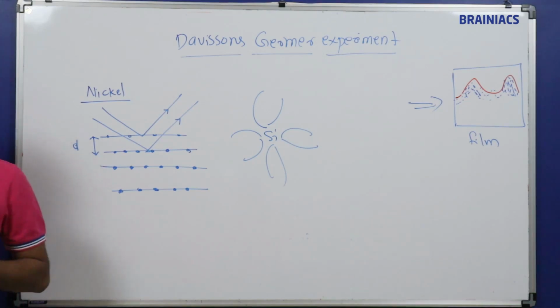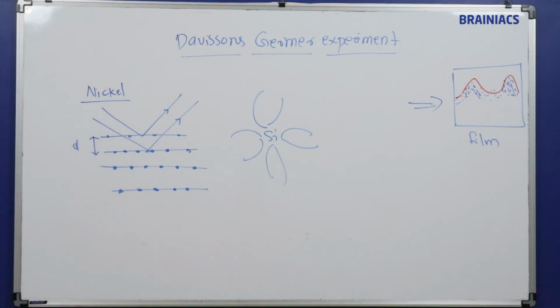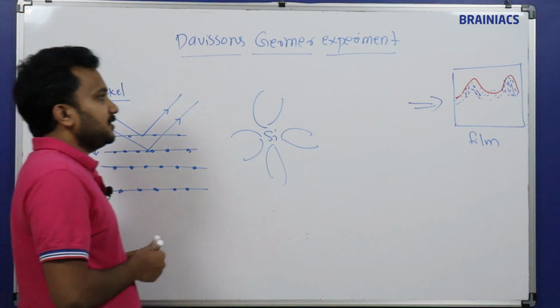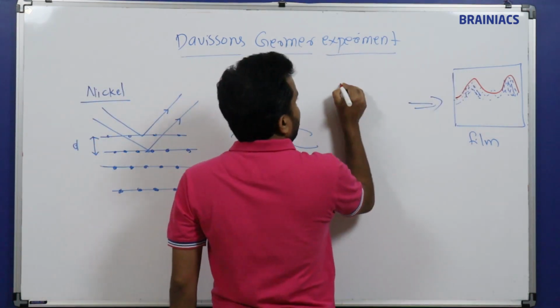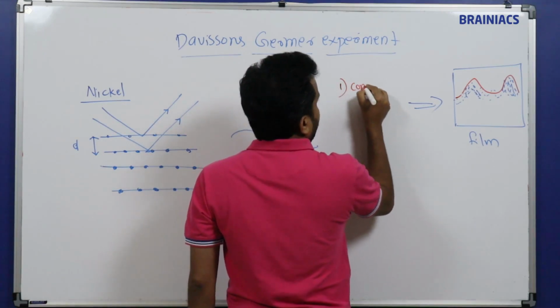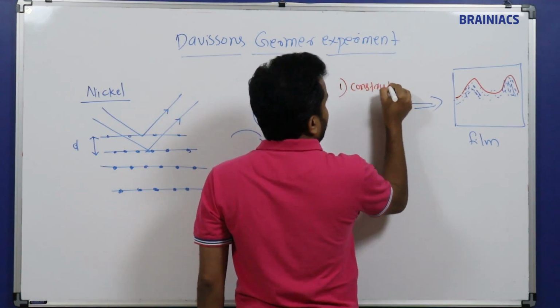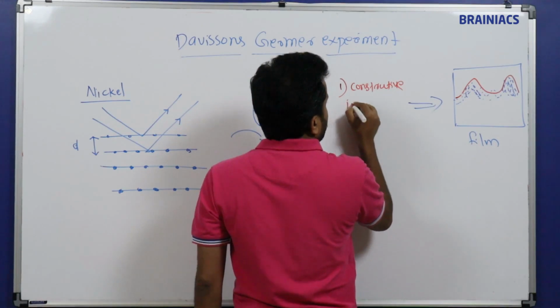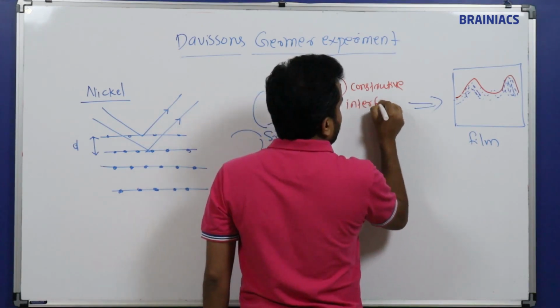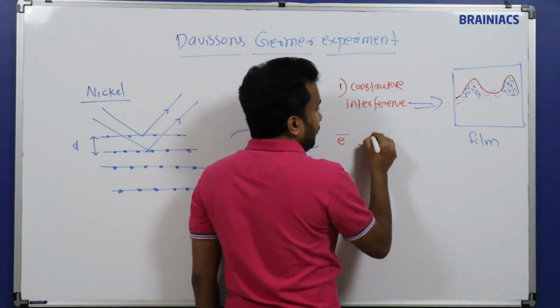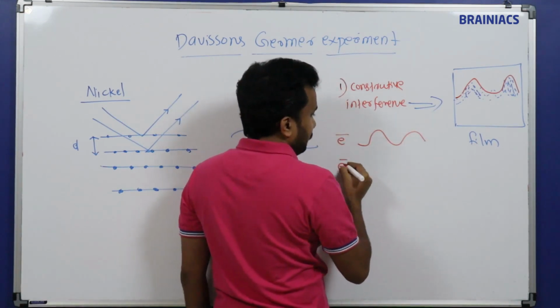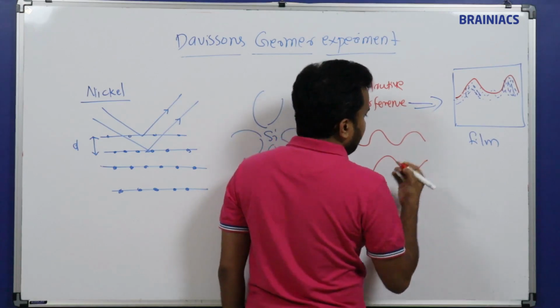Next, suppose I am saying constructive interference is happening, destructive interference is happening. There is one condition for constructive interference to happen. Constructive interference, what is the meaning? One electron is moving like this, another electron is moving maybe the same way.